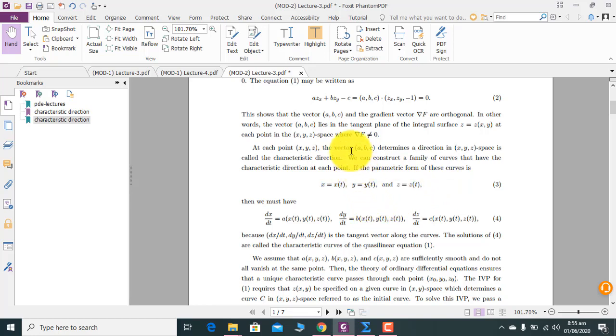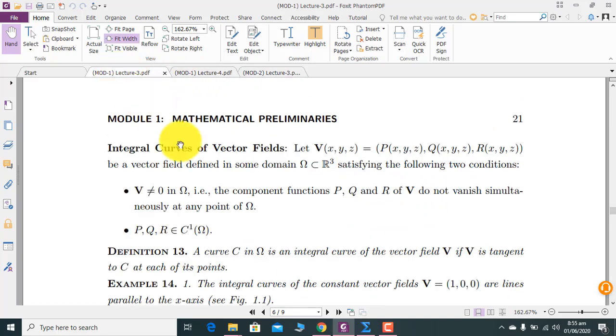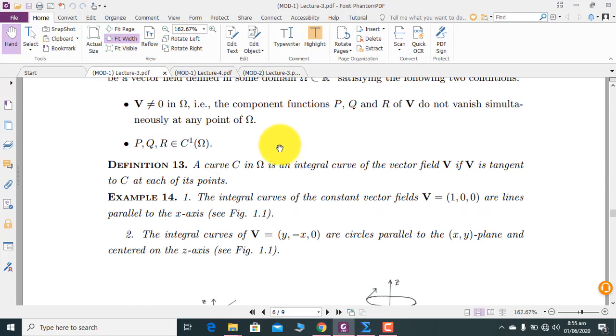Okay, now the tangent vector, how can you calculate it? This is the characteristic curve, and how can you calculate the direction? Remember what you had defined here. What do you mean by a characteristic curve? A curve C is known as the integral curve of the vector field if V is tangent to C at each of its points. So at any point, if you are getting a vector from the vector field, this vector is tangent to the curve C. At any point you are getting the vector.